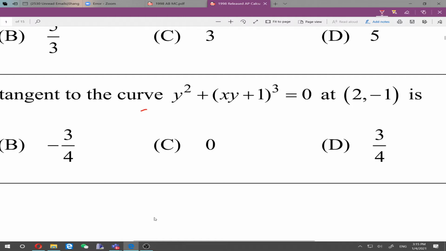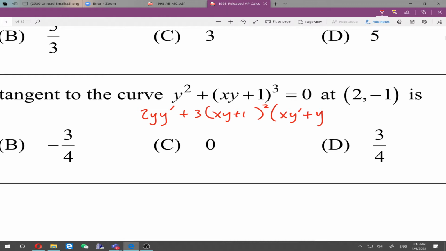2y times dy over dx plus 3 times (xy plus 1) squared times the derivative of xy plus 1. Here x times dy over dx plus x prime y. xy prime, this is product rule, so plus x prime y. Okay, x prime is 1, times y.